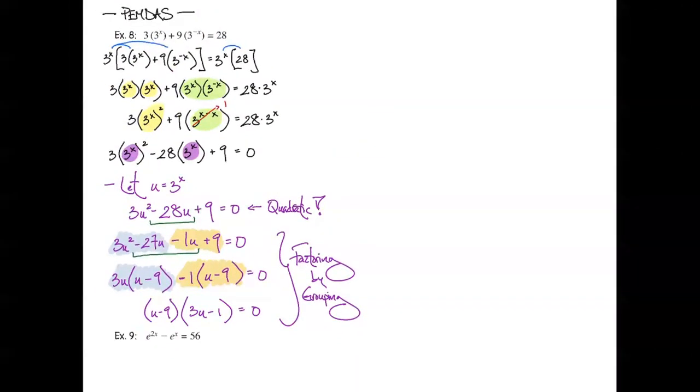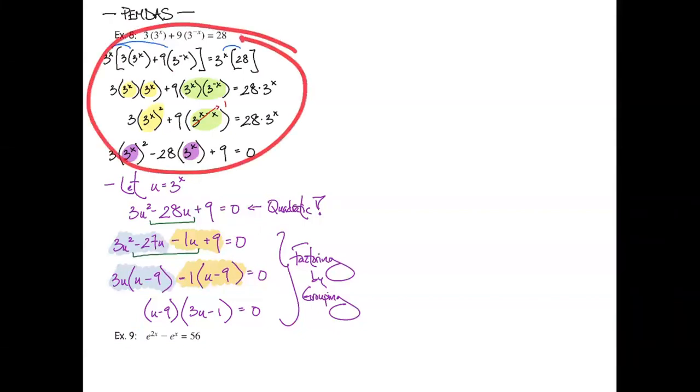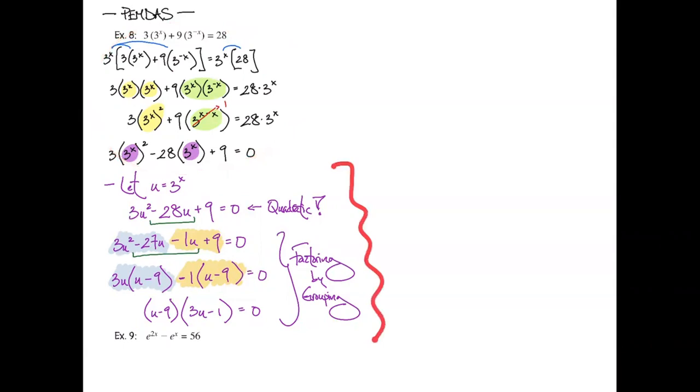All of this is in purple because it's an intermediate step. We have not solved our initial problem yet, but rather we've set up our problem. We've been able to turn it into a quadratic, and now we're going to solve our quadratic. So we're going to continue in the purple here.